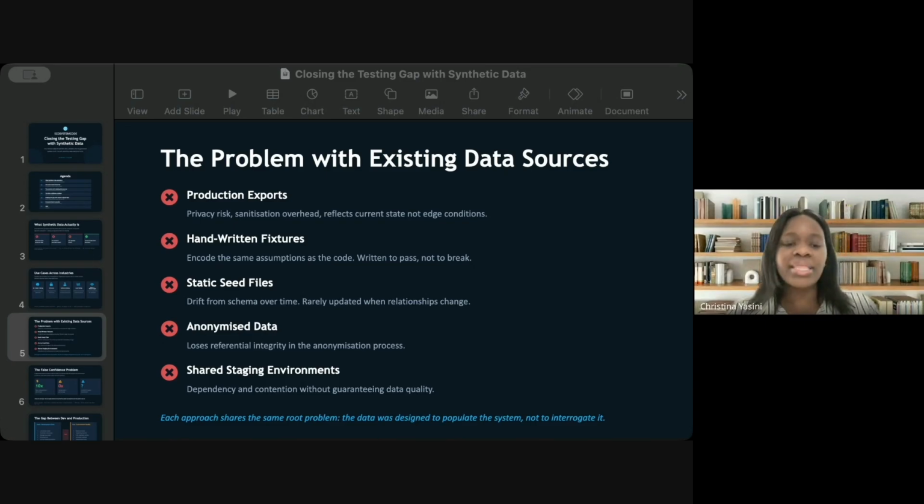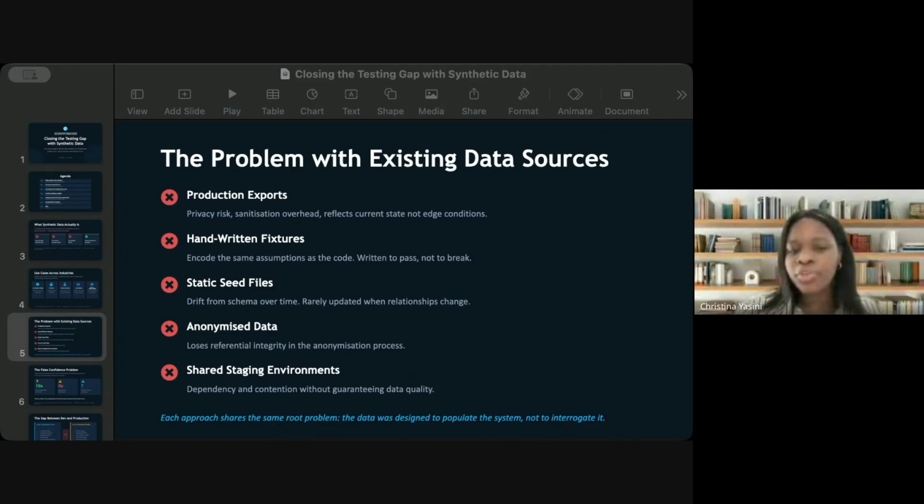Another problem in this space is handwritten fixtures that encode the assumptions of the person who wrote the code, right? So if the developer assumed that a customer always has an email address, the fixtures always include one, and the test never reveals what happens when one does not exist, right? Another example is static seed files, which can drift from the schema over time. New entities can be added, relationships change, and the seed files are almost never updated.